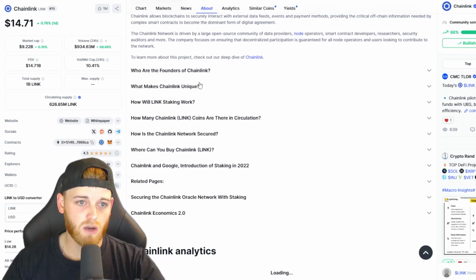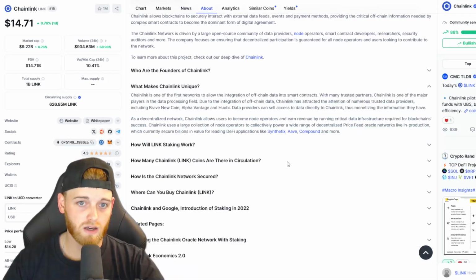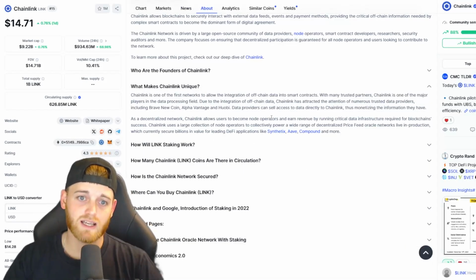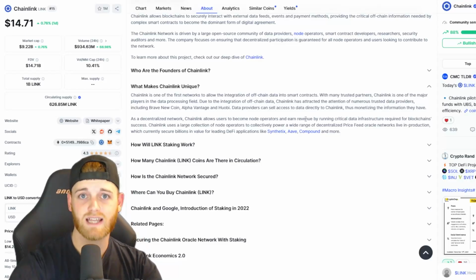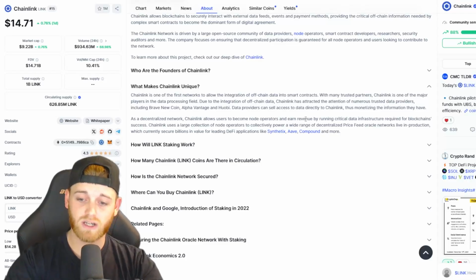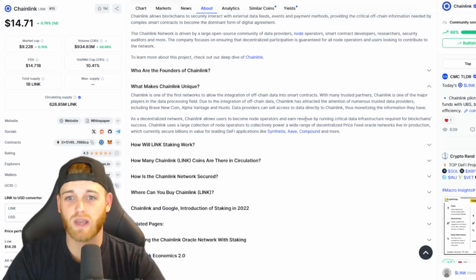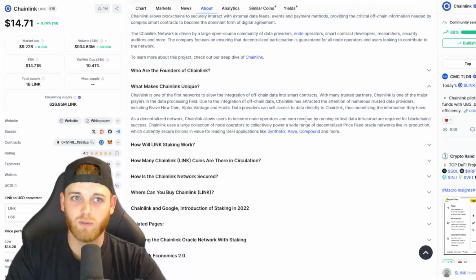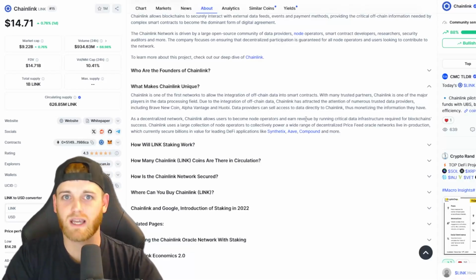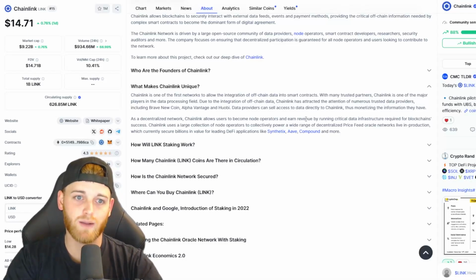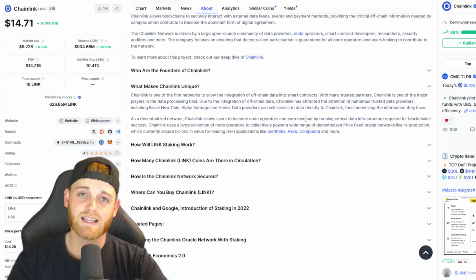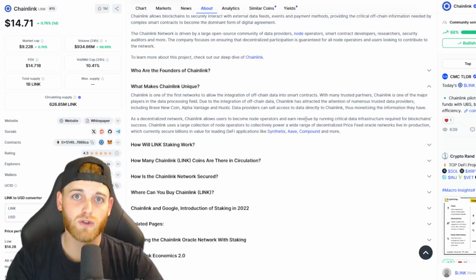Okay, so what makes Chainlink unique? Chainlink is one of the first networks to allow integration of off-chain data. Okay, off-chain data is very important. It's like real-world data integrations. We're talking weather, we're talking football, we're talking sports, right? We're talking finances, we're talking loads and loads of different things that are currently not on chain. You're actually able to access that off-chain data through specific smart contract creations.